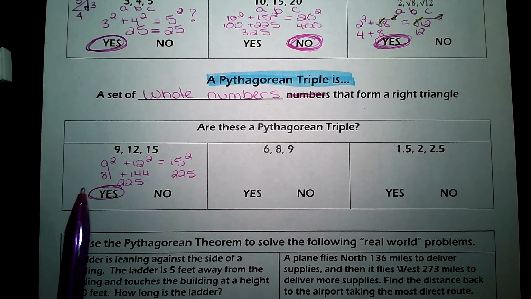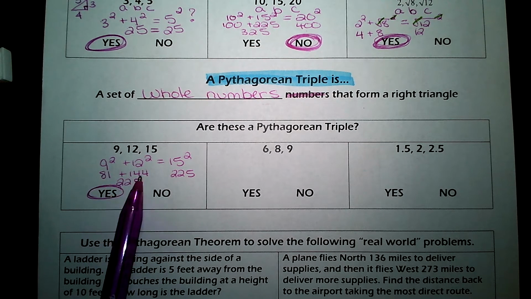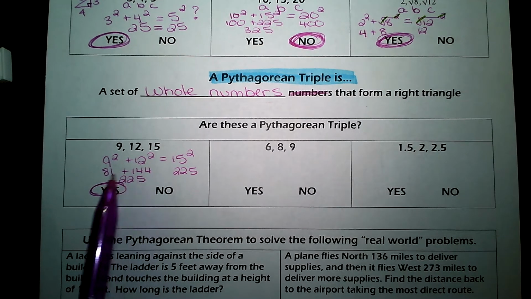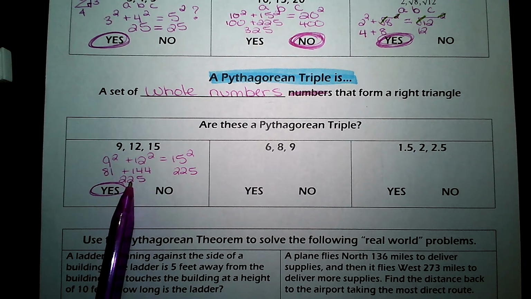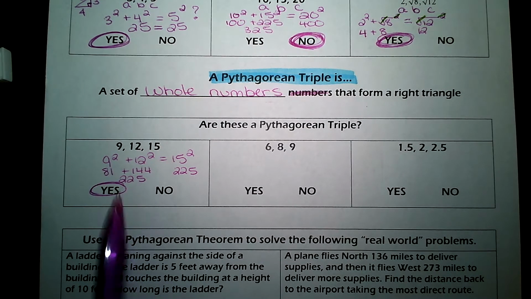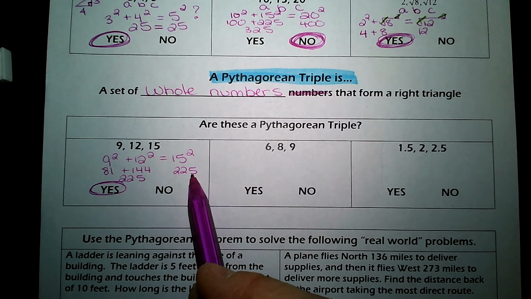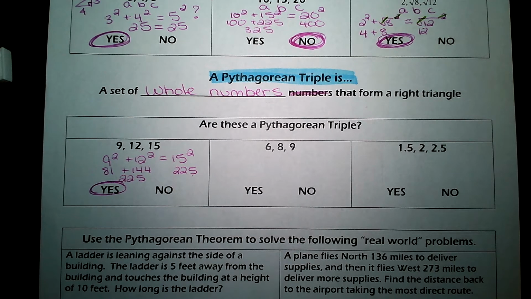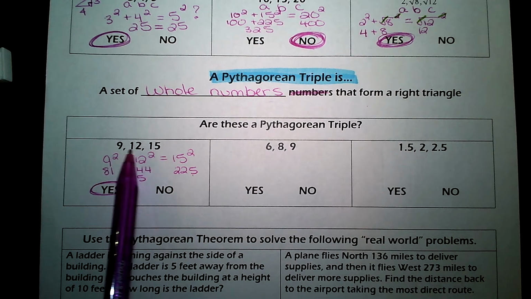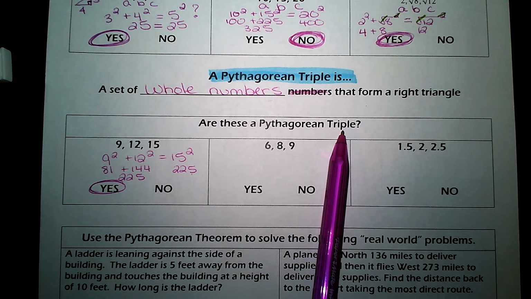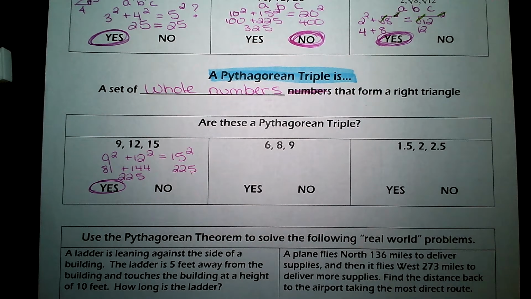9 squared is 81, 12 squared is 144. Add those up and you get 225, which is the hypotenuse value squared. So yep, you've got a set of whole numbers that also form a right triangle. So these are called a Pythagorean triple. There's a vocab word for you.